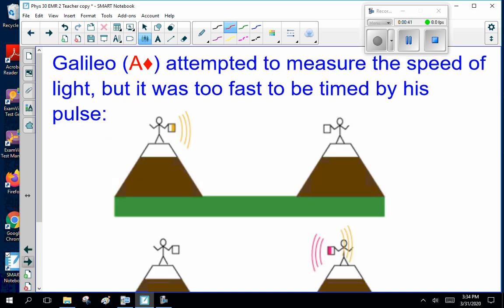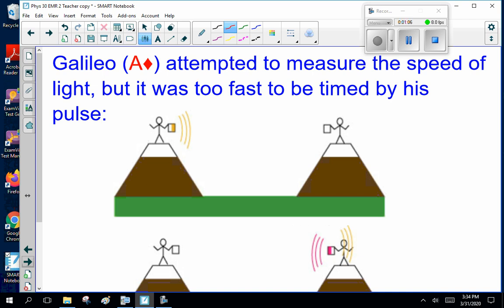Well, Galileo, the ace of spades, attempted to measure the speed of light, but it was too fast to be timed by his pulse. Now Galileo, a very famous scientist and artist, made measurements and recorded his data. He was one of the first people to do that. Many people have done experiments before, but if you don't take careful measurements or record your data, we don't know about it.